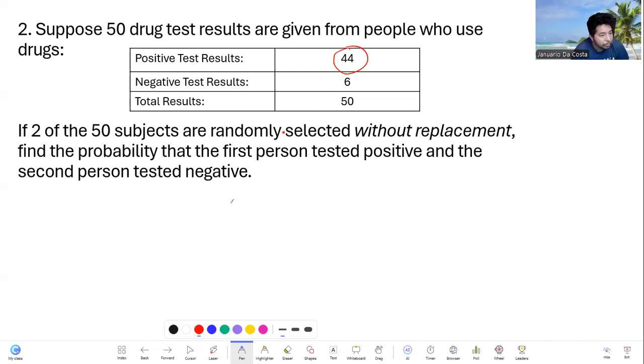Okay, so 44 of them are positive test results and 6 of them are negative test results. So the total is 50, as you can see. Now, it says here, if 2 of the 50 subjects are randomly selected without replacement. Without replacement means you want to select 2 subjects. So subject 1 and subject 2, person 1 and person 2, for example.